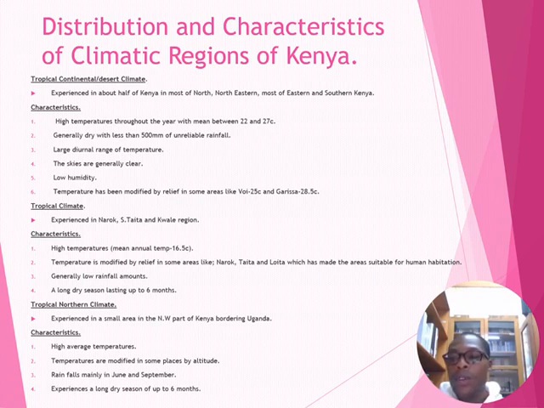Number 4, it receives orographic rainfall caused by southeast trade winds. Double maximum rainfall regime in the eastern highlands and single maximum in the west highlands. Humidity is moderate in this region. That is why in the Rift Valley they do well in growing crops like maize, which stabilizes our economy.